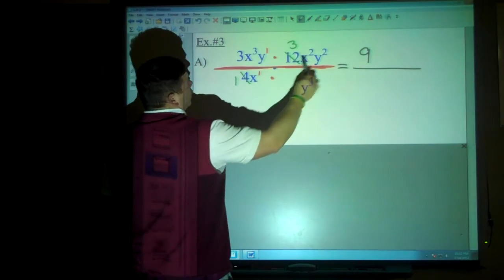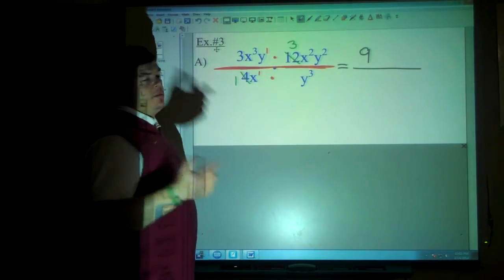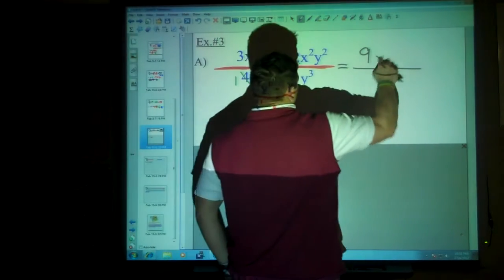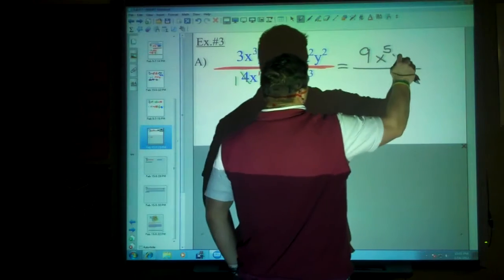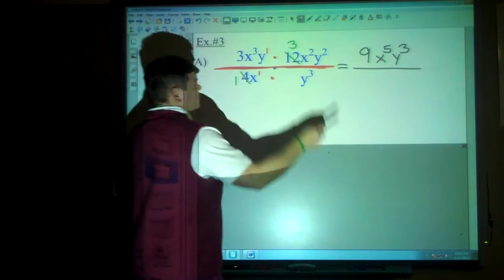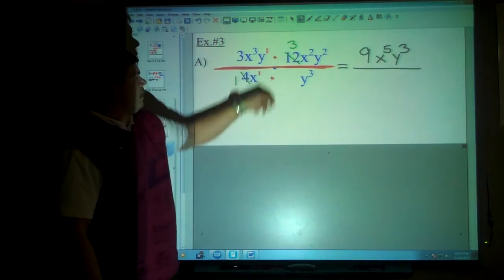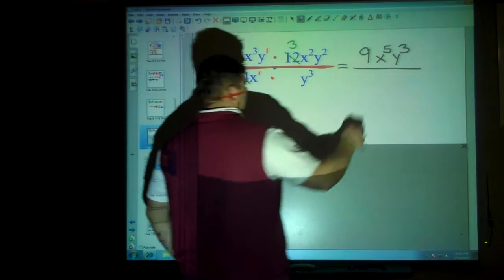And I've got x to the 3rd, x to the 2nd. Since they have the same base, we add the exponents. That makes x to the 5th. And I have y to the 1st and y to the 2nd, so that makes y to the 3rd. On the bottom, there are no more numbers because this one canceled out, but I have x to the 1st and y to the 3rd.